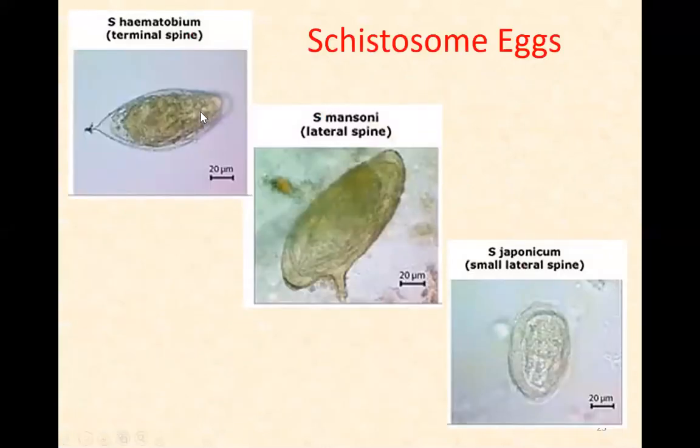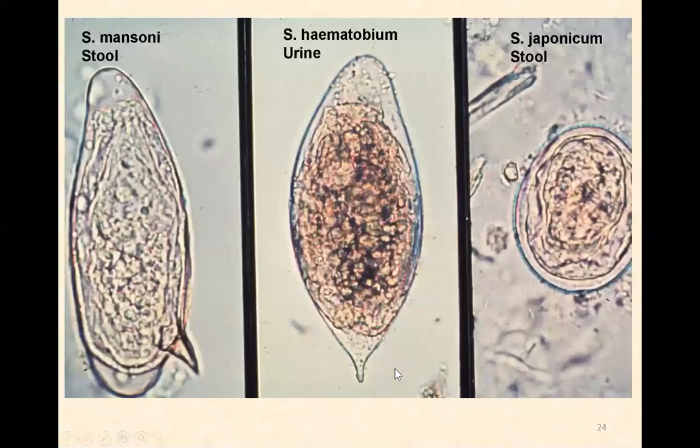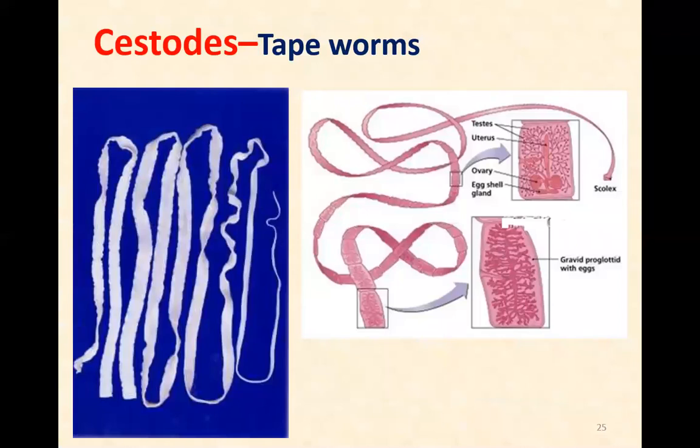Schistosome eggs: Schistosoma haematobium with a terminal spine, Schistosoma mansoni with a lateral spine here, and Schistosoma japonicum with a small lateral spine somewhere here. Similarly, this one. Thank you.